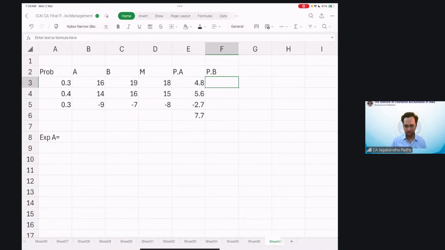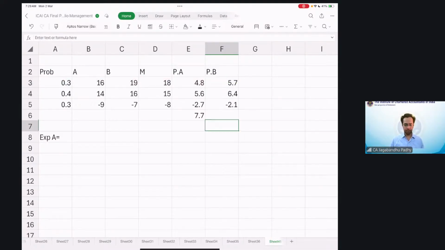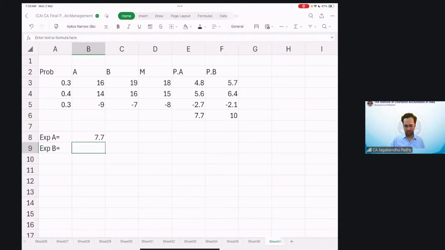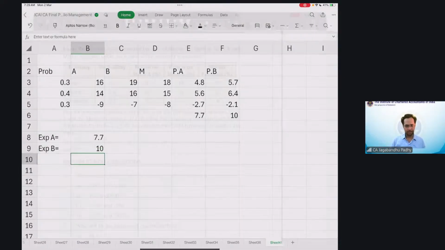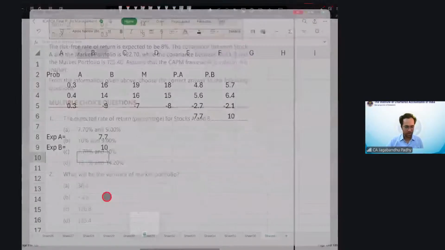Then the next is probability multiplied by B. So probability into B. Okay, so expected return of A is 7.7 and expected return of B is 10. So the correct option is 1C, right? C. Yes, sir.